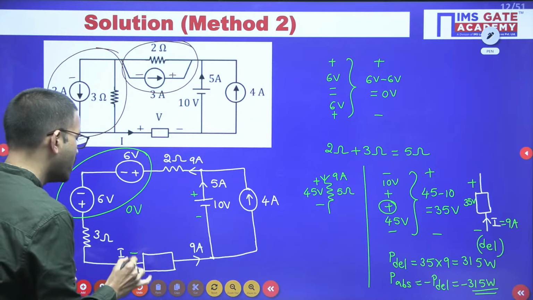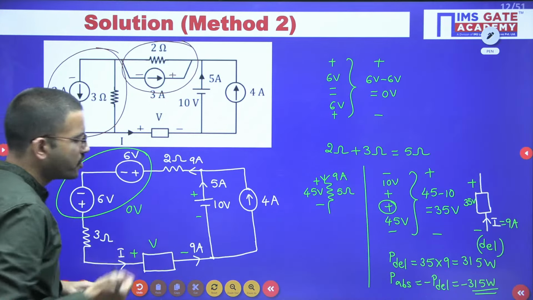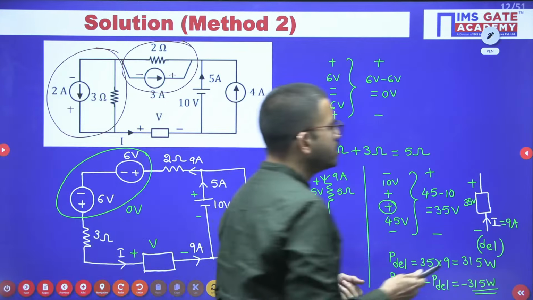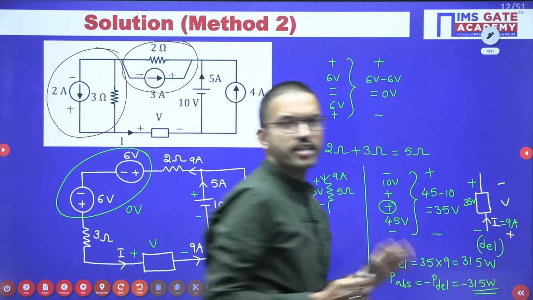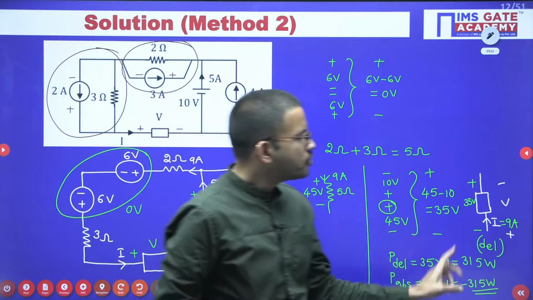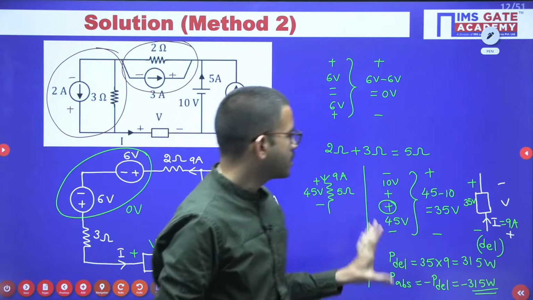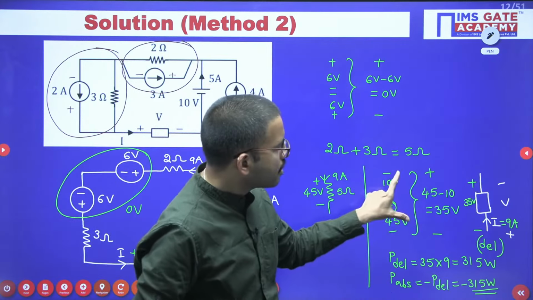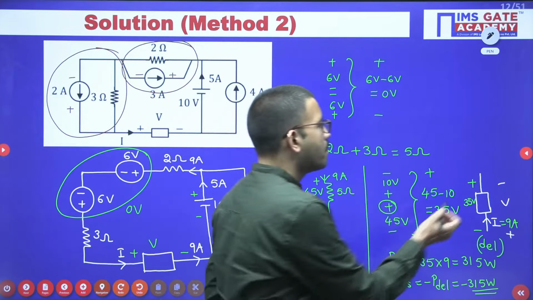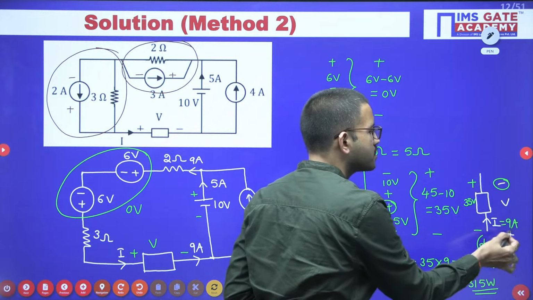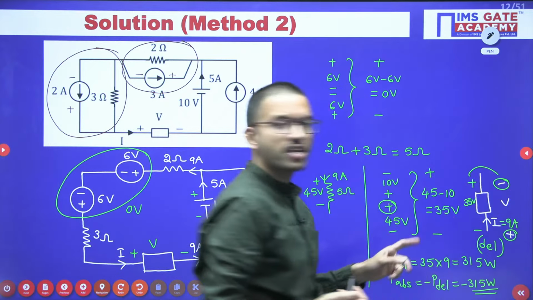Okay, suppose the same polarities you are considering, plus minus V. According to that, here you are going to get minus plus, minus plus. No problem. So if you are considering like that, now just observe, here you got plus minus, right?